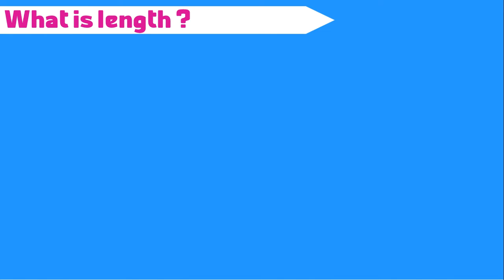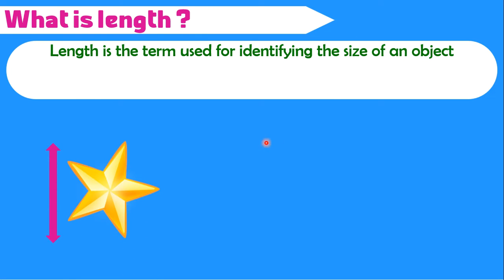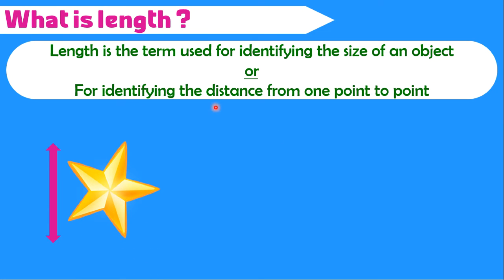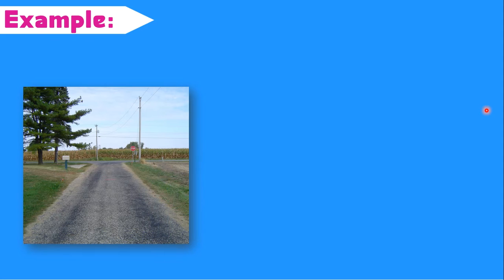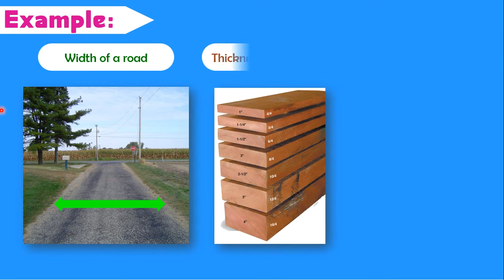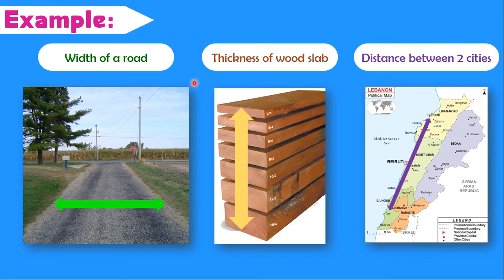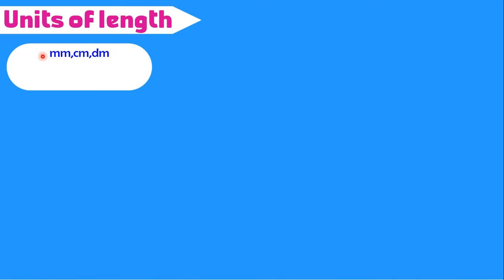What is length? Length is the term used for identifying the size of an object or for identifying the distance from one point to another. Example: width of a road, thickness of wood slab, distance between two cities. Units of length: we have millimeter, centimeter, and decimeter.